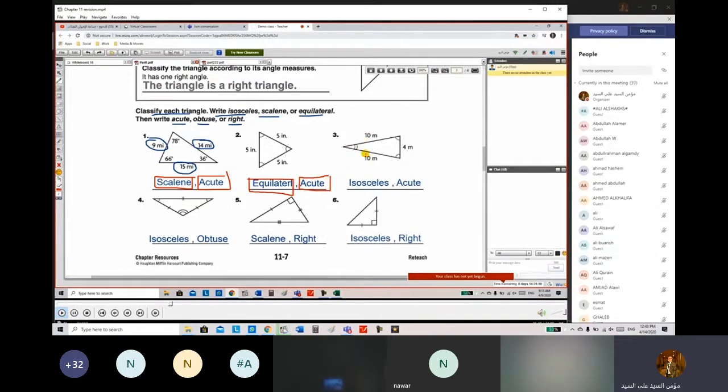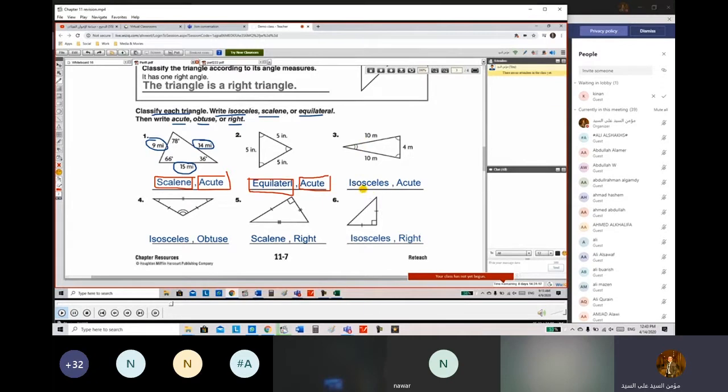The next one, we have isosceles triangle because we have two sides equal to each other, so it will be isosceles triangle. And all angles are acute, less than 90 degrees.